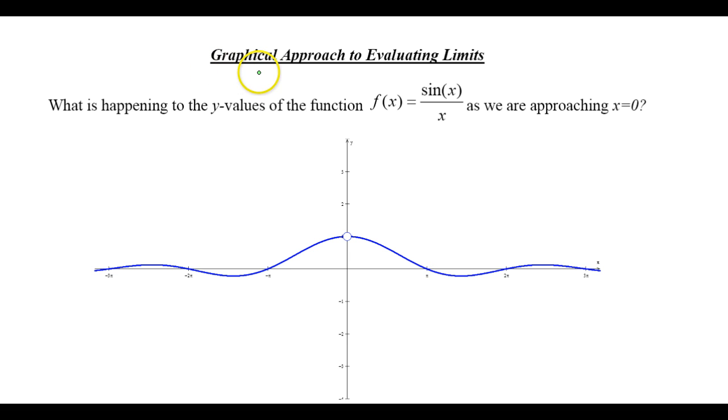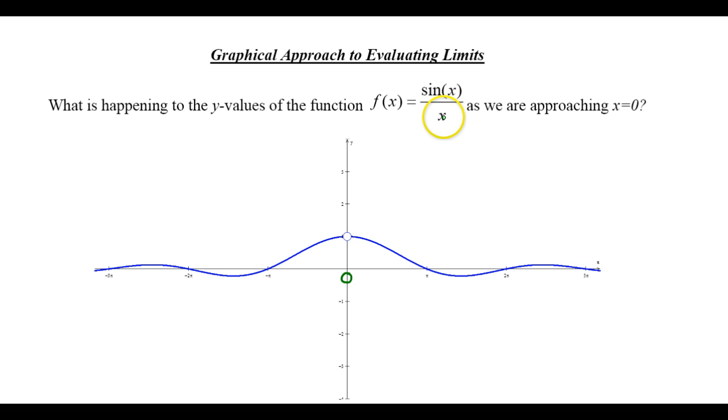Alright, so now let's take a look at a graphical approach to evaluating limits. We're going to analyze the same function, sine x divided by x. And we're asking, what's happening to the y values of the function as we are approaching x equals 0? Here I've provided the exact graph of sine x divided by x for you, and we're interested in what's going on near 0. On this particular graph, at 0, the function sine x over x is not defined. There's a hole in the graph. And remember what happened when we substituted in 0?